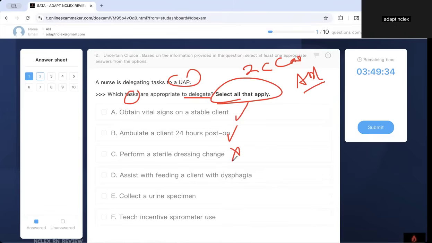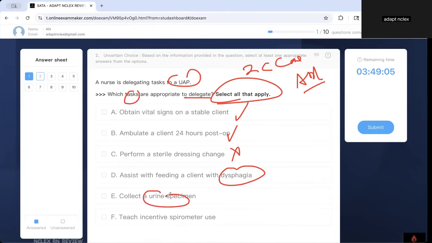Assist with feeding a client with what? Dysphagia. Patient has dysphagia. That's a big problem. I may have to assess if he's coughing or if they're having a problem. I've got to question that. You have to be 100% sure. Is there anything about it? Why did they tell me the patient has dysphagia? Maybe there are some aspiration risks associated with that.